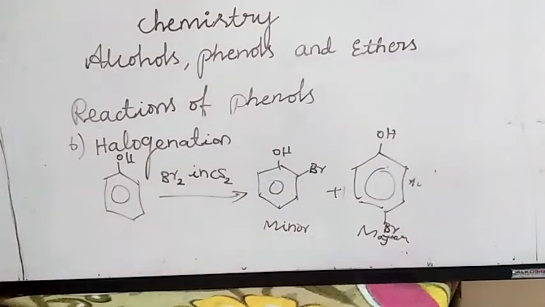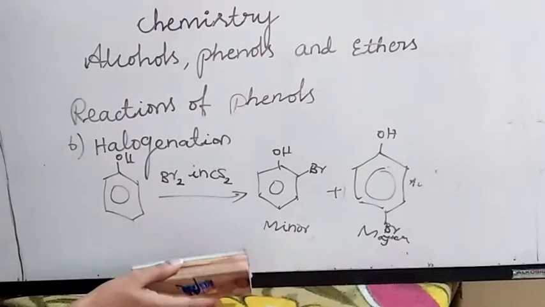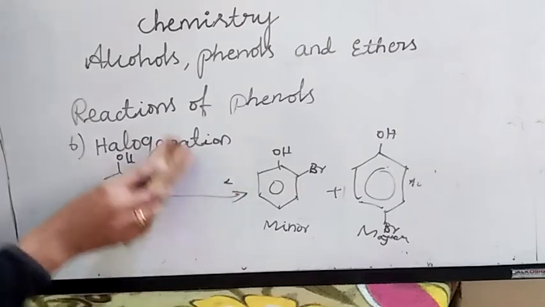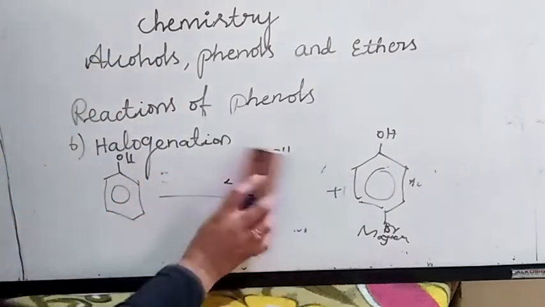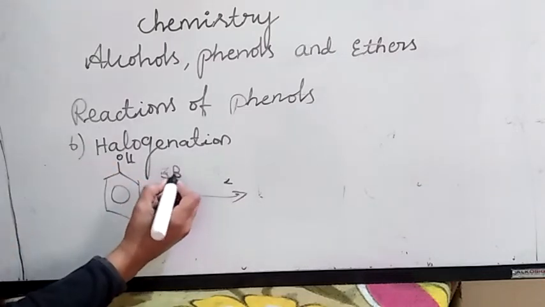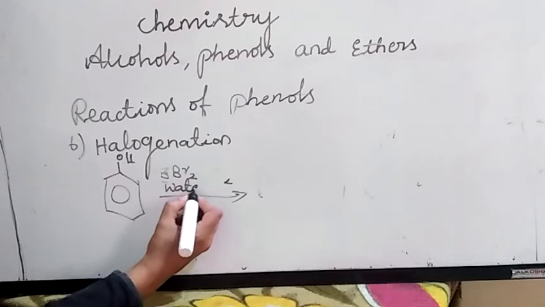On treating phenol with bromine under different experimental conditions, phenol reacts with Br2 in carbon disulfide and we get orthobromophenol and parabromophenol as products. As I mentioned, in different experimental conditions, there is another bromination, with bromine water, 3 moles of Br2 water.